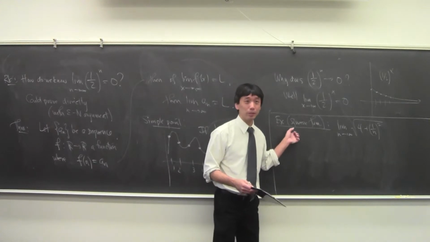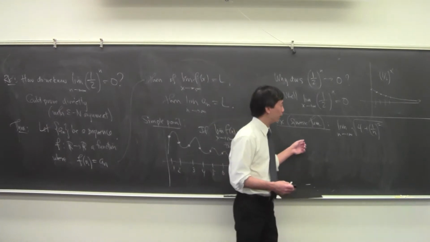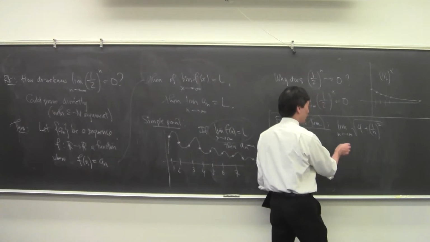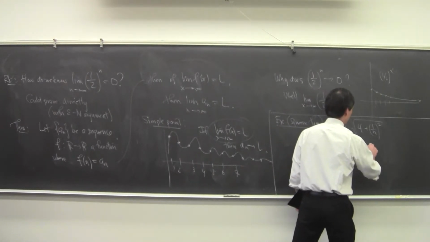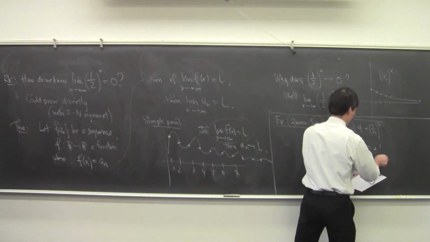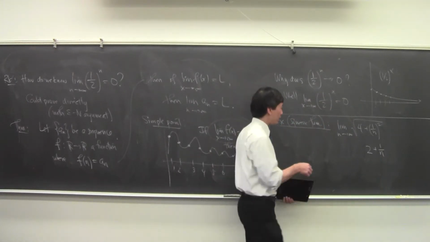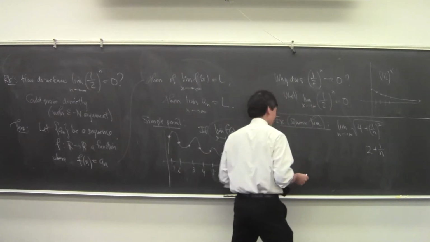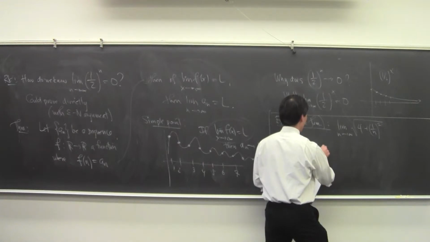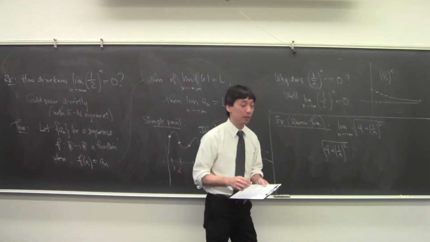So here's one way you could see this using the squeeze theorem. It's a little bit peculiar. I think most people wouldn't think to do this, but this is one way of doing it. You'd say, okay, I'm going to look at 2 plus 1 over n. And I'm also going to look at the one I'm looking at: the square root of 4 plus 1 over n squared, right?